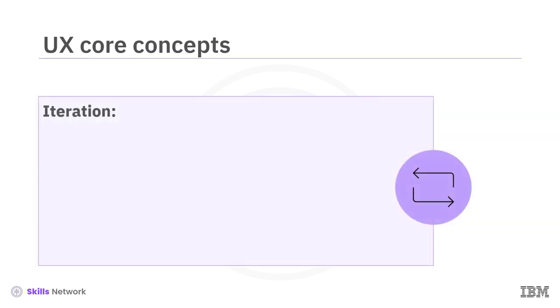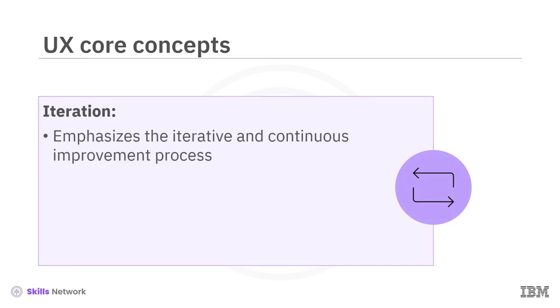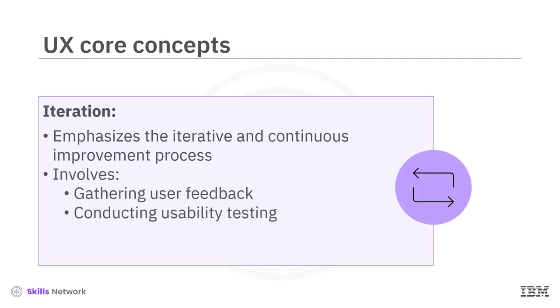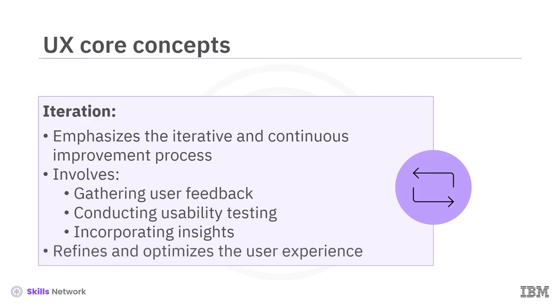The fourth core concept is iteration. It emphasizes the iterative and continuous improvement process in UX design. It involves gathering user feedback, conducting usability testing, and incorporating insights into subsequent design iterations. By embracing an iterative approach, UX designers refine and optimize the user experience based on real-world usage and user input.